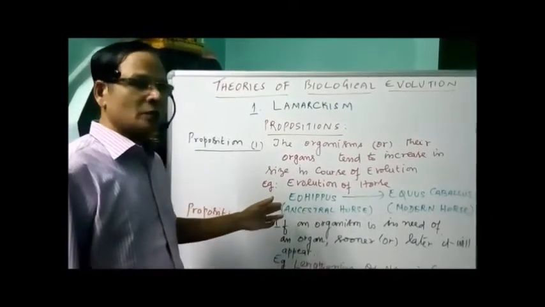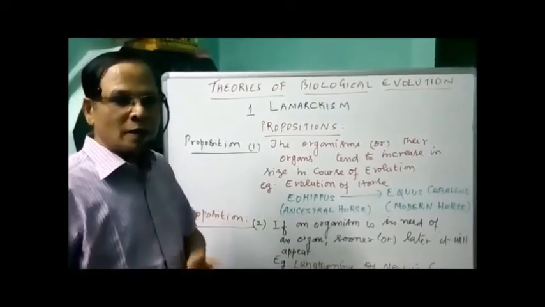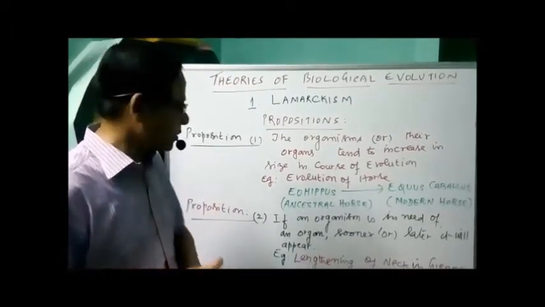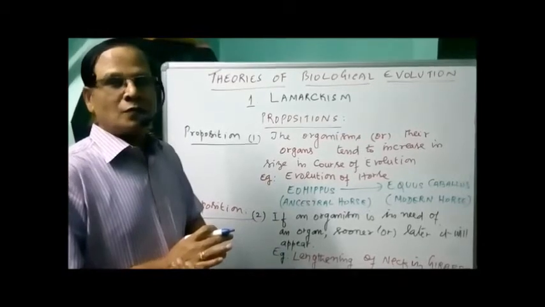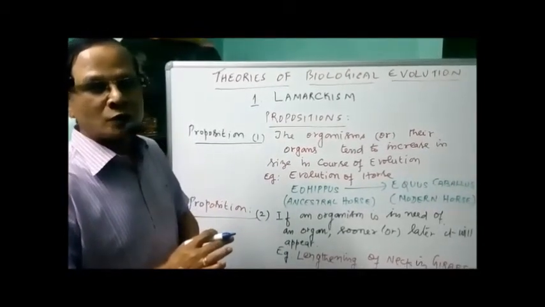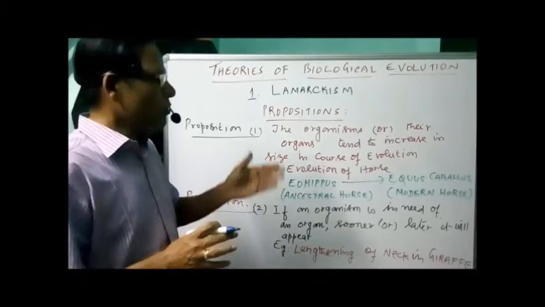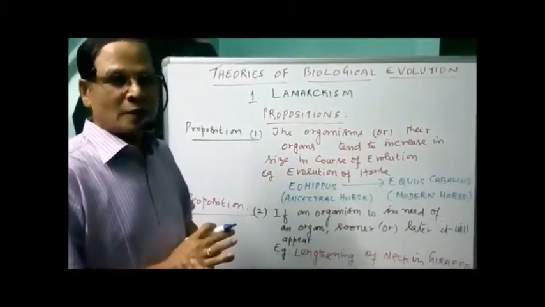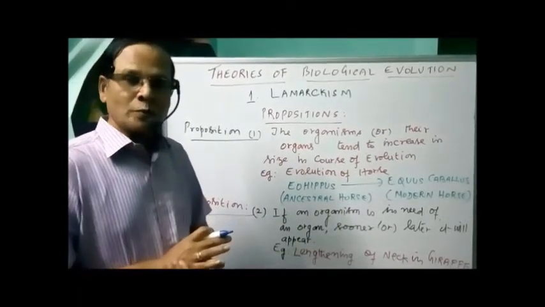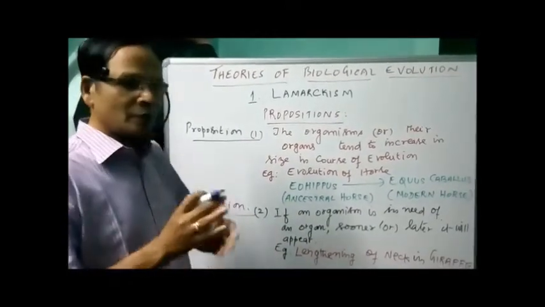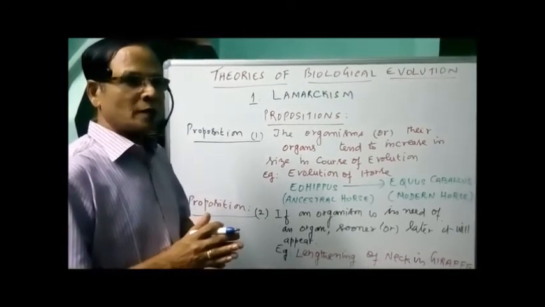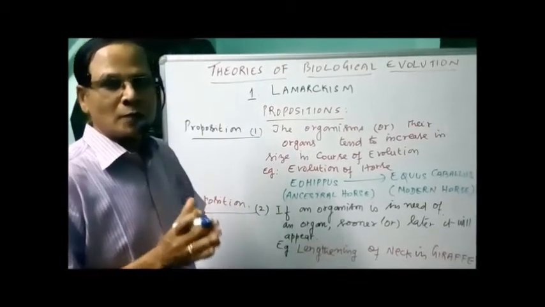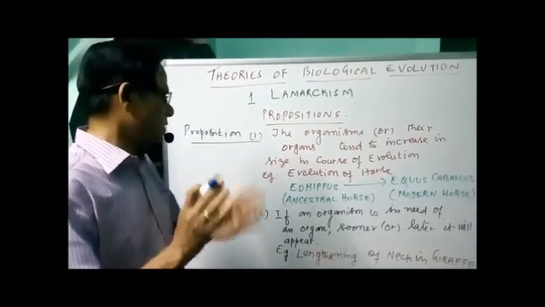Further, the example given is the evolution of horse, the animal with the oldest evolutionary history. In evolution, we give more importance to the evolution of horse because the evolution of man and horse took place simultaneously.